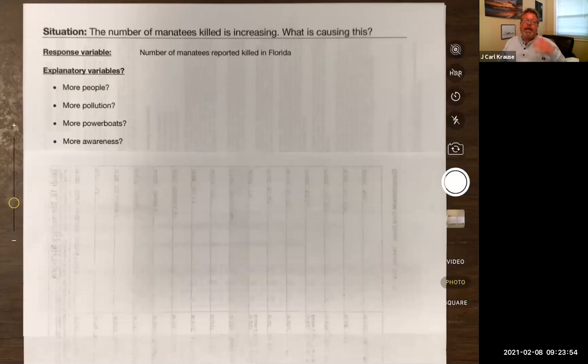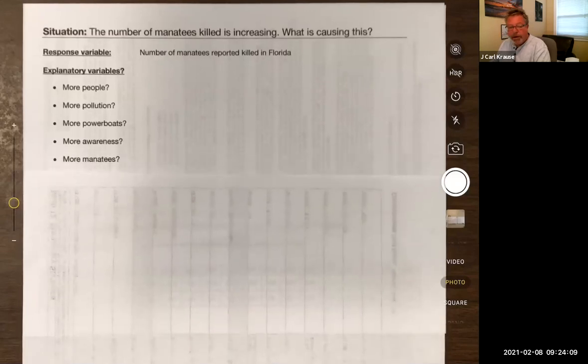A hundred years ago, nobody paid attention to the manatees. But then the 1970s came in and everybody got environmentally conscious, so maybe people are paying attention more. And somebody argued, well, there are just more manatees, and it's a circle of life. The more manatees there are, the more manatees will die.